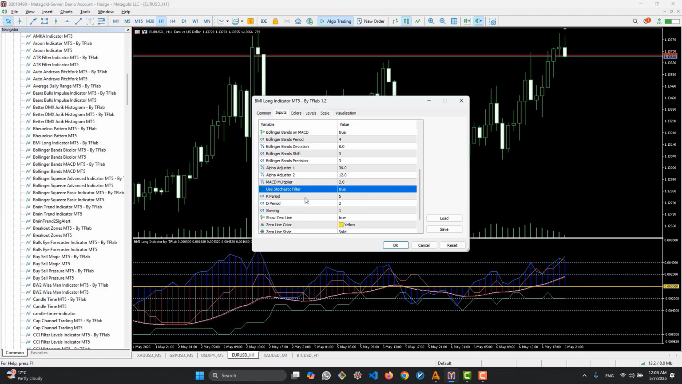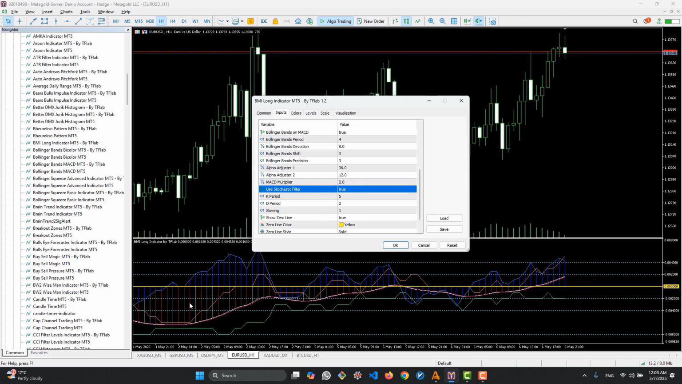The next option is for us to have the stochastic indicator as well. If this stochastic filter is set to true, the histograms that correspond to the MACD, their color will be set based on whether the stochastic is bullish or bearish. But if it is set to false, the color will be set based on whether the MACD itself and its signal line are bullish or bearish.